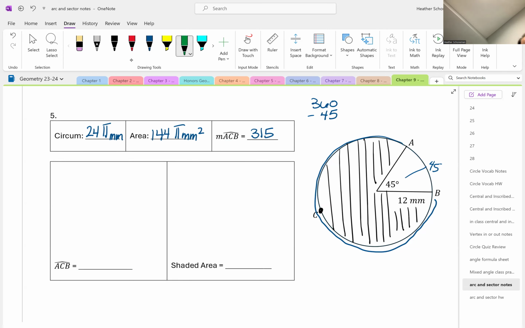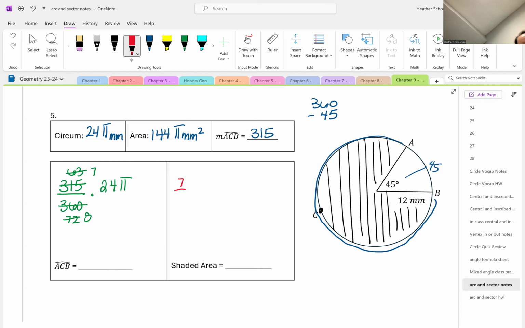So to get the arc length, we're going to take the degree, which is 315, over 360 times the circumference, because we want a fraction of the circumference. We don't want the whole way around. We just want part of the way around. Well, I can't divide those by 10, but I can divide by 5. 315 divided by 5 is 63. 360 divided by 5 is 72. I can keep reducing because both of those are divisible by 9. 63 divided by 9 gives us 7, and 72 divided by 9 gives us 8.